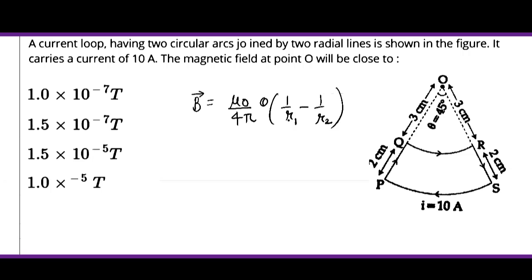The value of r1 is 3 into 10 raised to power minus 2 meter, and we convert this value to meter by multiplying with 10 raised to power minus 2, and r2 is 5 into 10 raised to power minus 2 meter. Since this value is greater, it means the magnetic field due to this length will be small. So due to this the magnetic field will be inward, that is minus k cap, but due to this the magnetic field is outward, hence the magnetic field will be outward, k cap.